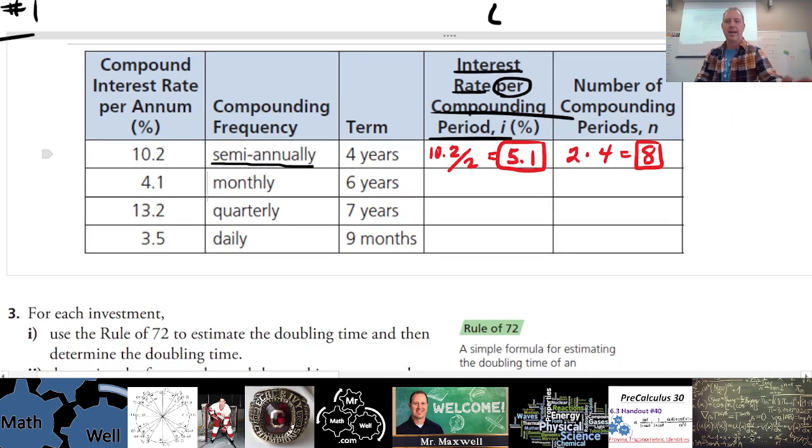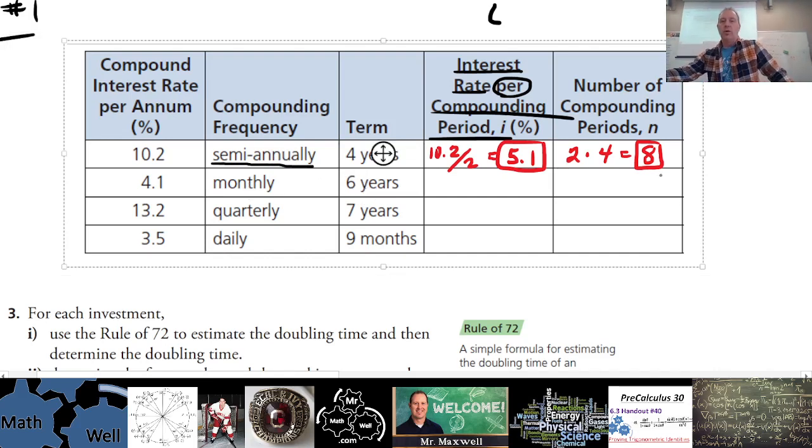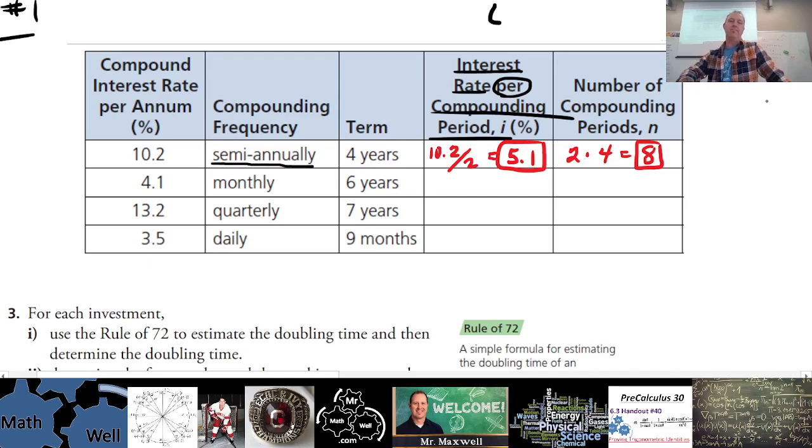Yes, this is 1.3, and the interest rate per compounding period is always divided by the number of times it's compounded per year. Now for the number of compounding periods: how many times is the interest calculated over the entire term? If it's 2 times per year, then it's the years times 2. If it's monthly for 6 years, it's 6 times 12. So 2 times a year for 4 years, there are 8 compounding periods, that's n.